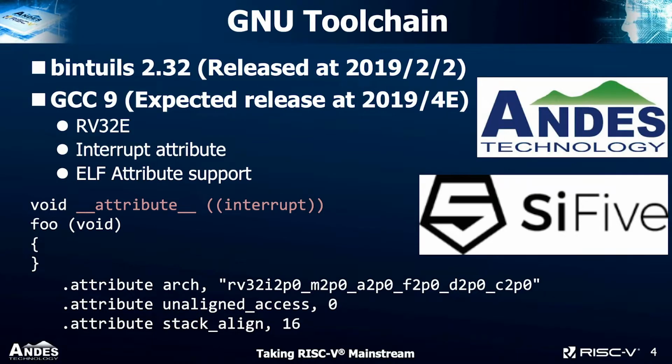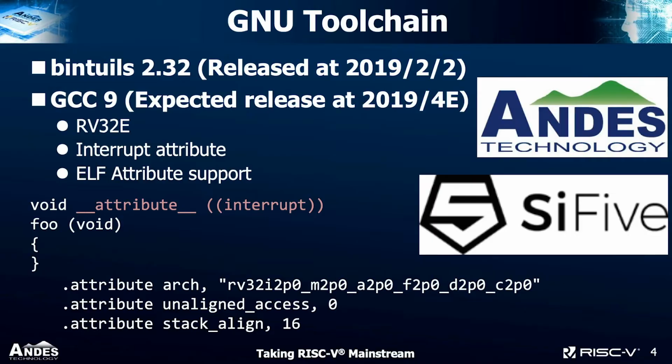I am one of the RISC-V toolchain developers, so I will start with the toolchain part. The first one is the GNU toolchain. I think it's the basis of the whole open source project. It was upstreamed two years ago, so it's pretty stable now. Only a few new features were introduced last year.